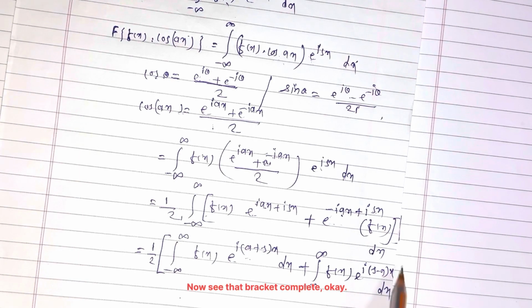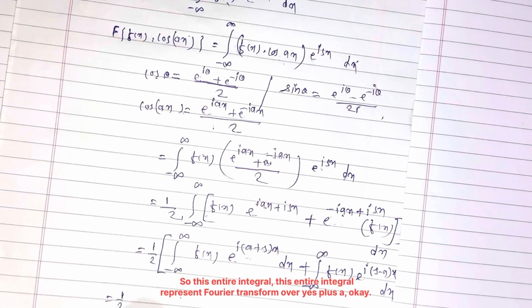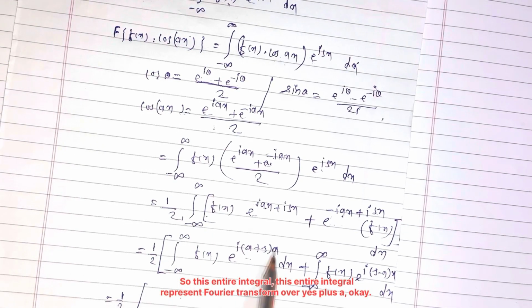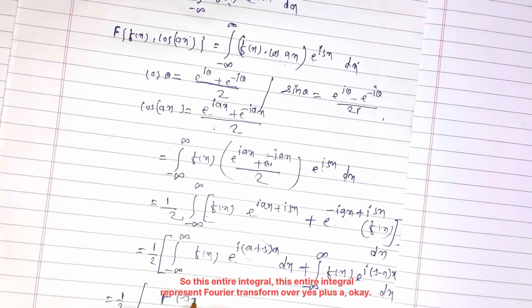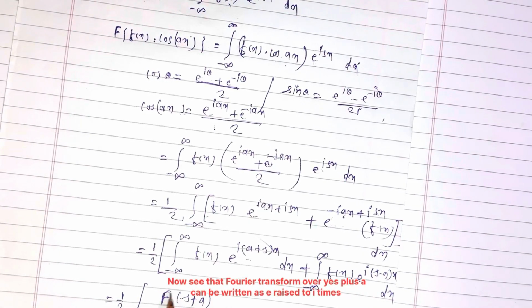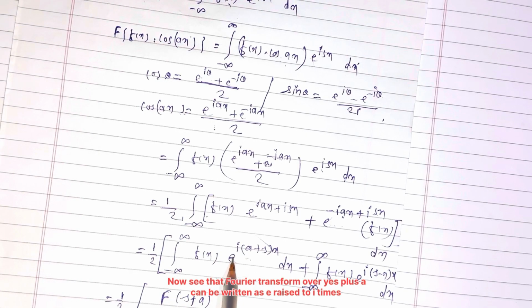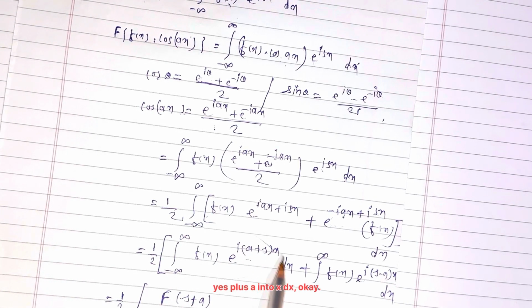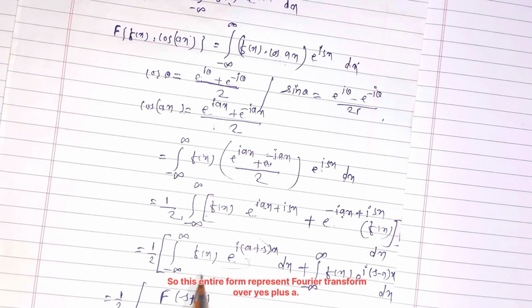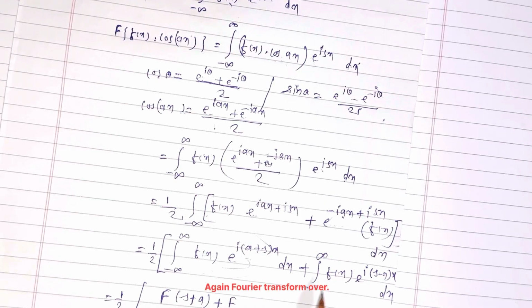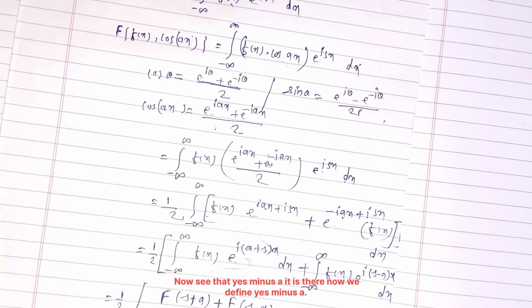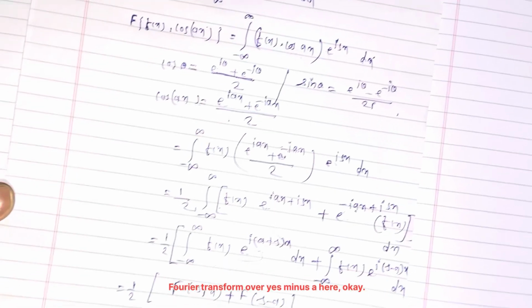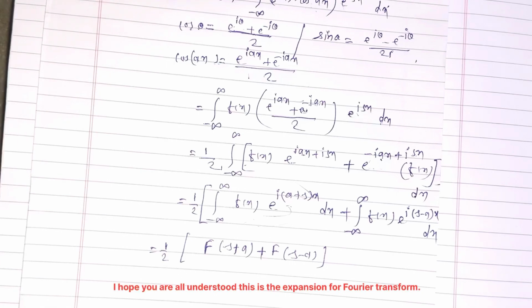Now see that the bracket is complete. So 1/2, and this entire integral represents the Fourier transform over s plus a. The Fourier transform over s plus a can be written as the integral of f(x) e raised to i times (s plus a) x dx. So this entire form represents the Fourier transform over s plus a. Again, for s minus a, we define the Fourier transform over s minus a here. I hope you all have understood.